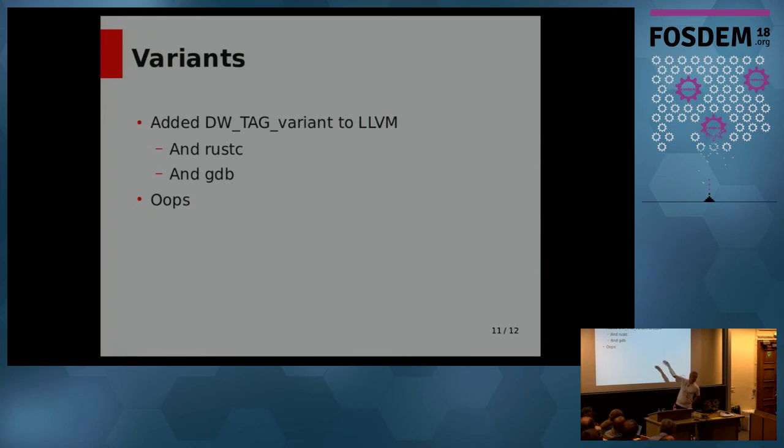and I added it to LLVM, and I added support for that to the Rust compiler. And then I found out, well, GDB doesn't actually read variant parts. It just ignores that field entirely. So if it's in there, it's just completely skipped. In fact, lldb also doesn't read variant parts. Nothing reads variant parts.